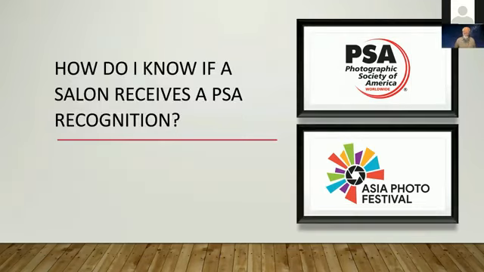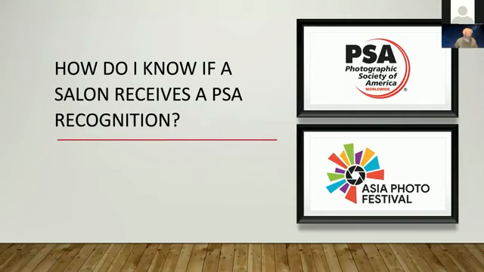How do you know if the salon or exhibition has received PSA recognition? That's very simple. On their website, they will have a PSA recognition number, and usually that will appear underneath the PSA logo. And it will be a number like PSA 2020-123. And if you can't find that PSA recognition number, then it means the exhibition is not approved by PSA.